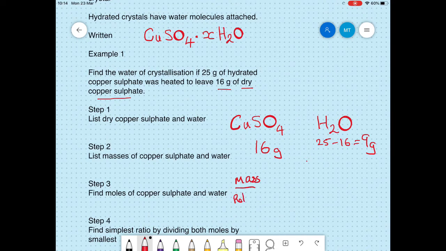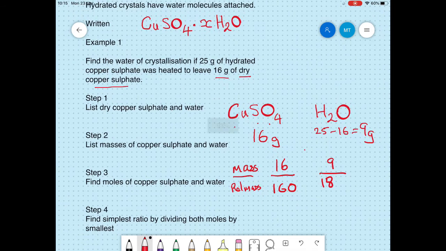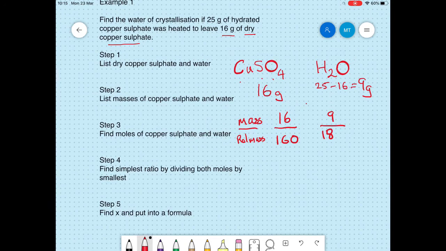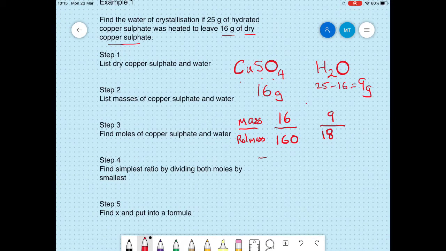Then we need to find the number of moles. Moles equals mass over relative mass. So it's 16 over the relative mass of copper sulfate. And you check this from the periodic table, but it equals 160. So that's 64 for copper, 32 for sulfur, and 4 lots of 16, which is 160. And then there's 9 grams of water, and we divide that by 18. Hydrogen is 1, oxygen is 16. There's 2 hydrogens, so therefore it's 9 divided by 18. Okay, that gives us 2 sets of moles. The moles of copper sulfate is 0.1, and the moles of water is 0.5.